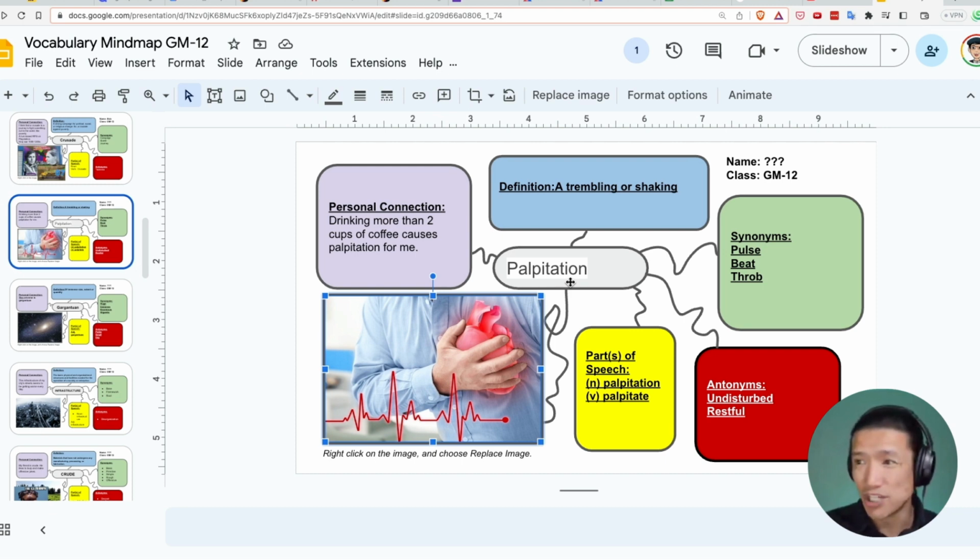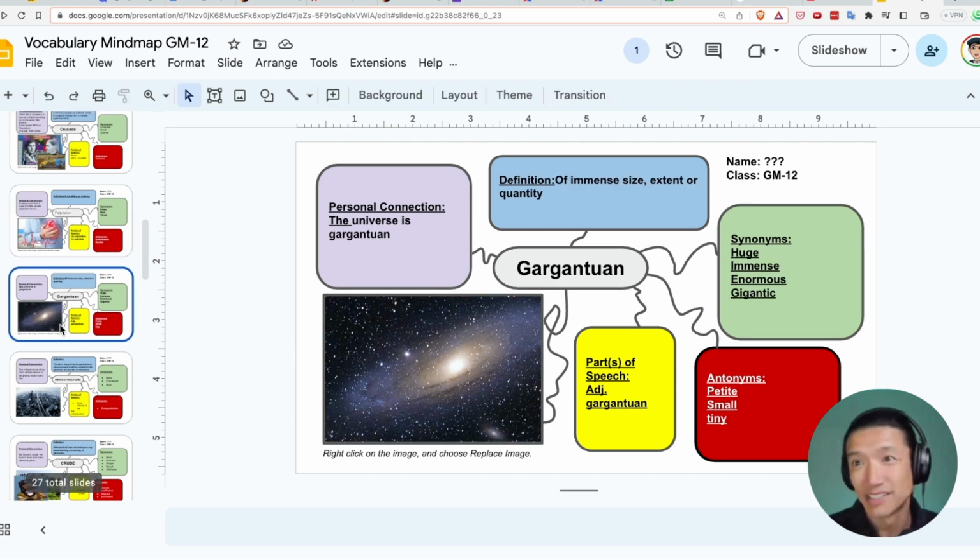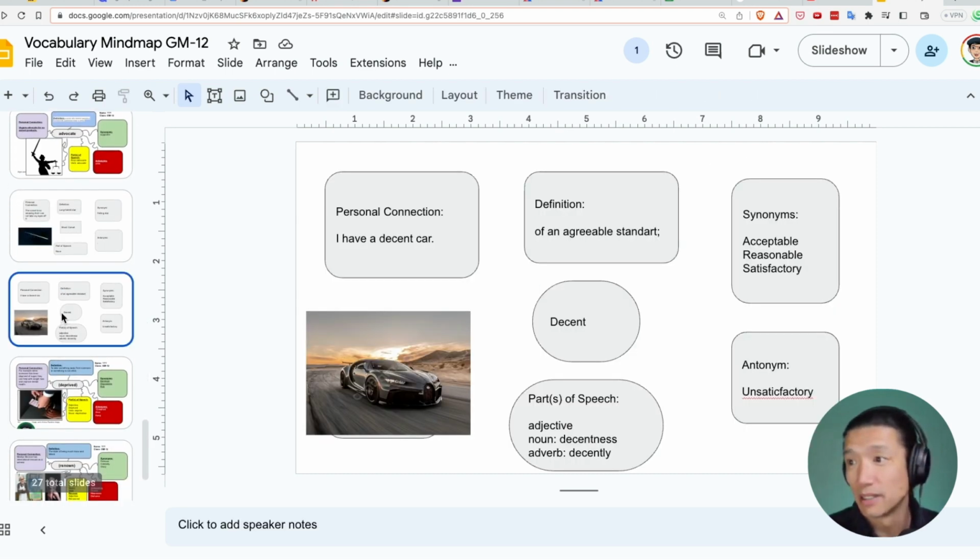You can make an association. Maybe palpitation sounds like a Turkish word, like popcorn, palpitation, popcorn. I don't know. So think about things popping and going, right? The universe is gargantuan.